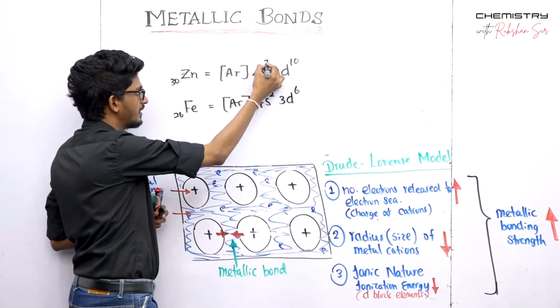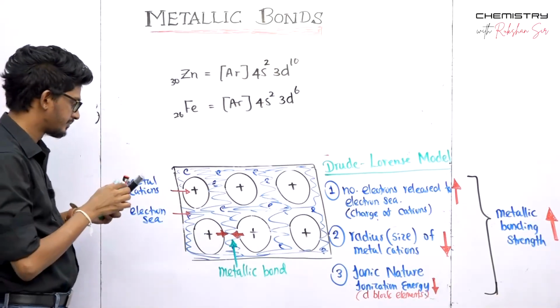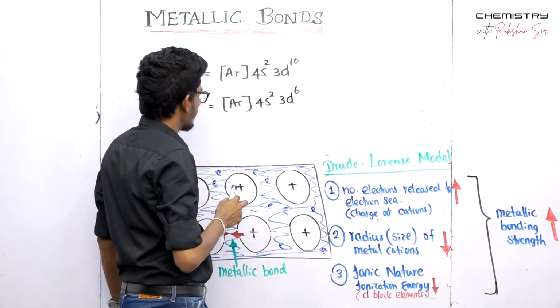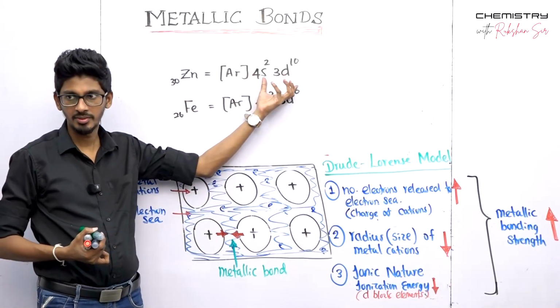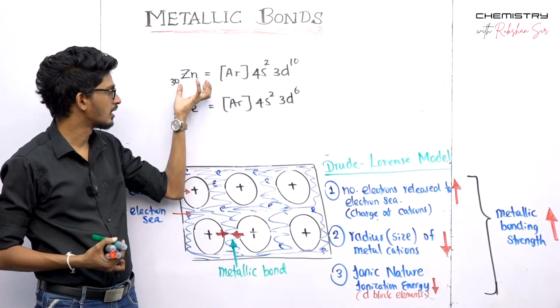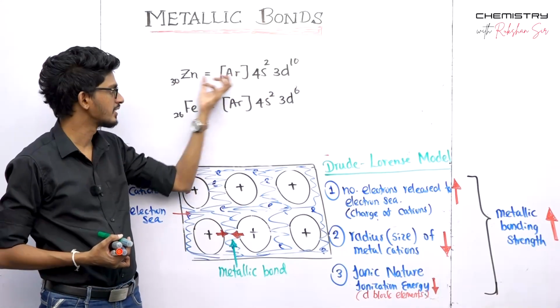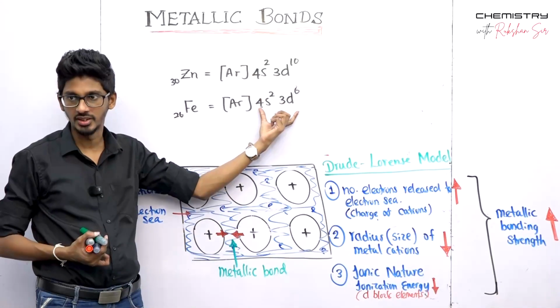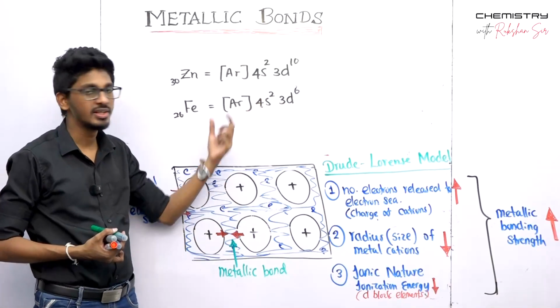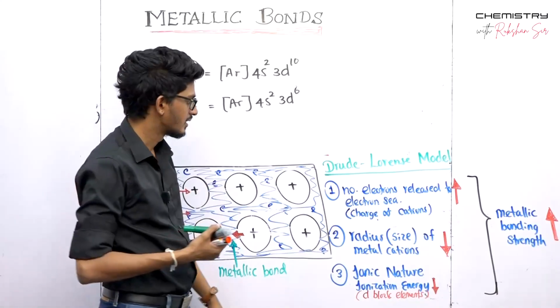Here is 4s2 and 3d10. By releasing 1 or 2 electrons, these can't achieve the noble gas configuration. By releasing a few electrons, you can't achieve the noble gas configuration. You have to release 12 electrons here, and 8 electrons here, to achieve the earlier noble gas configuration.